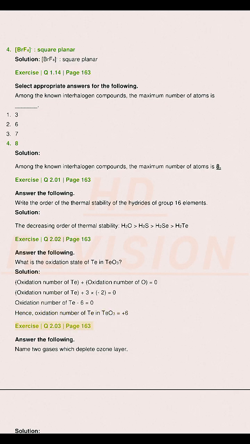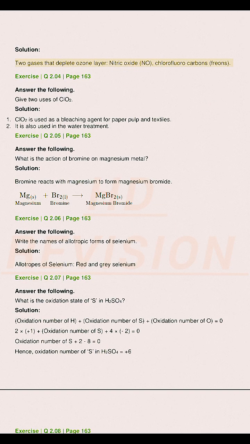Exercise Q2.03, page 163. Answer the following. Name 2 gases which deplete ozone layer. Solution. 2 gases that deplete ozone layer: nitric oxide, NO, and chlorofluorocarbons, freons.